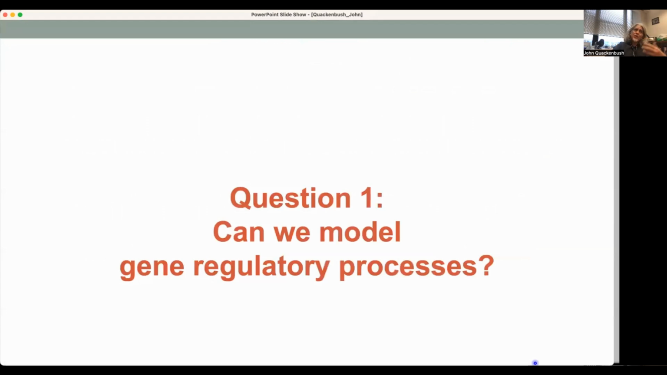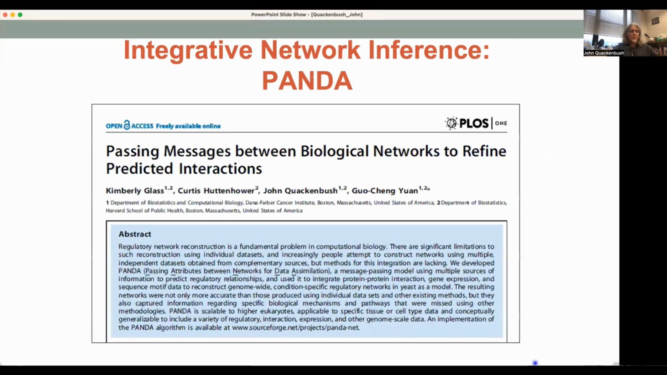So we started this journey now almost 10 years ago, maybe more than 10 years ago, asking a simple question: can we model the gene regulatory process? And this produced one of the first animals in our zoo. It's a method that we call PANDA. My colleague Kimberly Glass really drove the development of this method and has been intimately involved in many incarnations of methods that build on it.